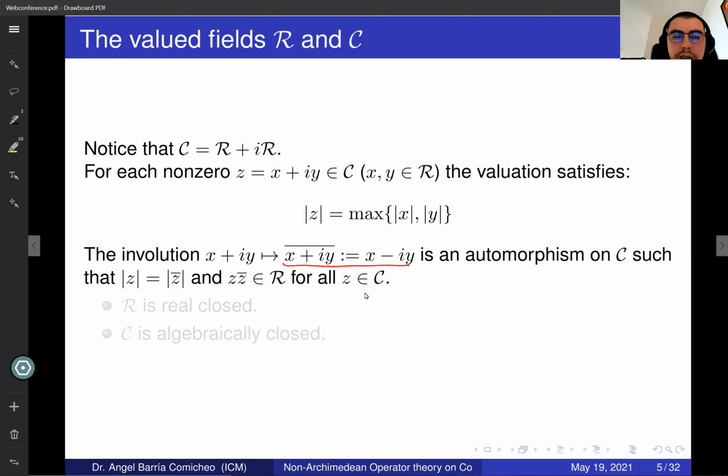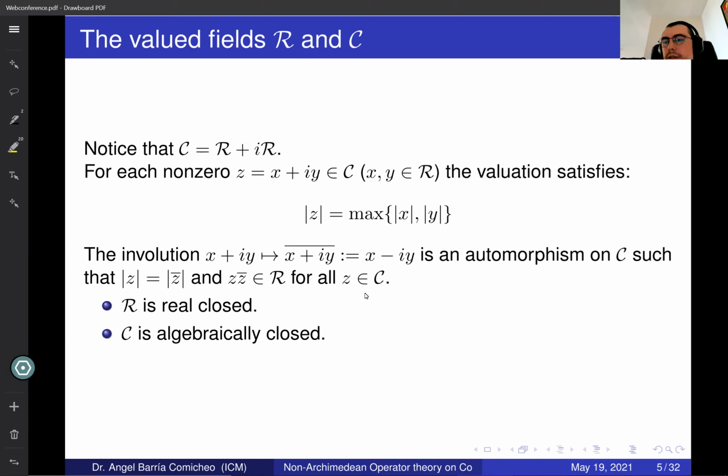Another property that solidifies the analogy between these fields and the real and complex numbers is that R is real closed, meaning that it's an ordered field where every positive element has a square root, and every polynomial of odd degree has at least one root in the field. And if you consider the extension, adding one of the roots of x squared plus 1, you automatically obtain the algebraic closure, which is precisely the complex Levi-Civita field, which means that every polynomial with coefficients in this field will have all its n roots in this field.